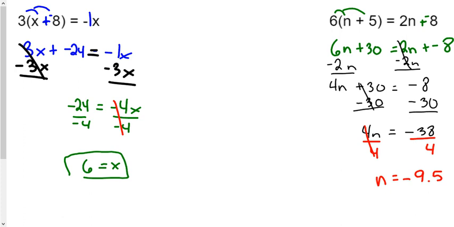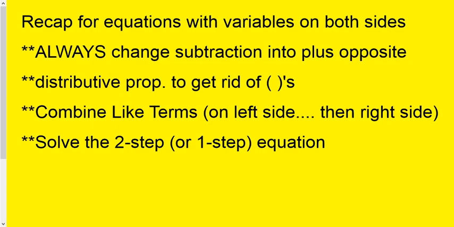So always change subtraction into plus the opposite. If you see parentheses, get rid of them, just like you always have. Combine like terms that are on the left side. If there's anything you can combine on the right side, combine those. Remember, you can't combine them together, but once you see that you got variables on both sides, you're going to have to add or subtract to bring it all the way over, doing the opposite. And that's the new step. Step 4, that's the new step. And after you do that, solve the two-step equation.